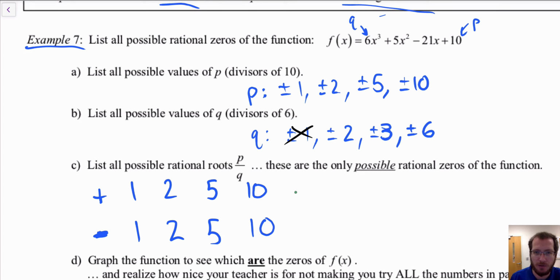So now I'm going to do 1 over 2. 2 over 2, which is 1. We've already got that. We don't need to write that again. 5 over 2. 10 over 2, which is just 5. We've already got that. So we've taken care of the 2's. So now we go to the 3's, 1 over 3.